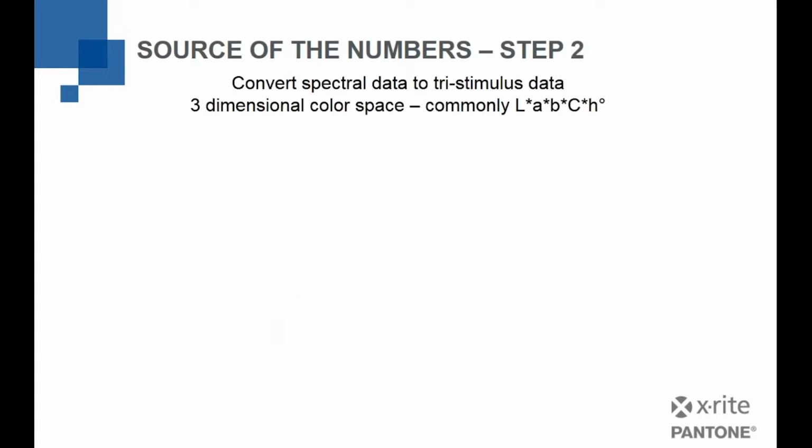Step 2, now we're going to convert the spectral data to tristimulus data, which is a fancy way of saying 3-dimensional color space. Commonly, people are using LAB or LCH as a color space, a 3-dimensional color space. So let's talk about that for a second. How do we get there? Well, it starts with a light source, right? So we have to account for the light. Why do we have to account for the light? Because different light sources cause color to appear differently to us.